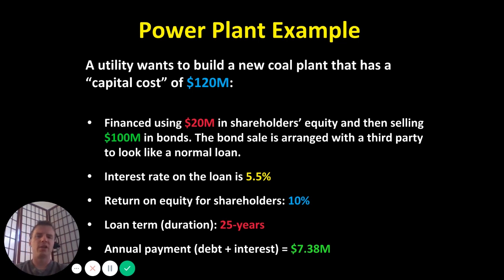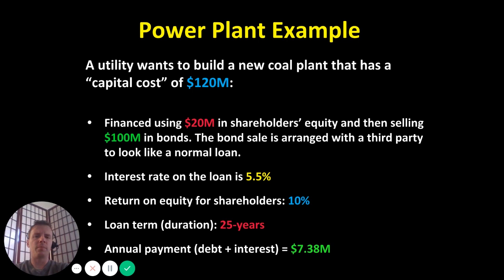Then the bond is arranged with a third party to look like a normal loan. Remember, you could plug it into an amortization calculator to get the annual payment and the percentage that's principal and interest, etc. So let's say the interest rate on the loan, which is the $100 million in bonds, is 5.5%. Return on equity for shareholders is 10%. The loan term or duration, that's the time over which the loan has to be paid back, is 25 years. Let's also say that the power plant has a lifetime of 25 years.